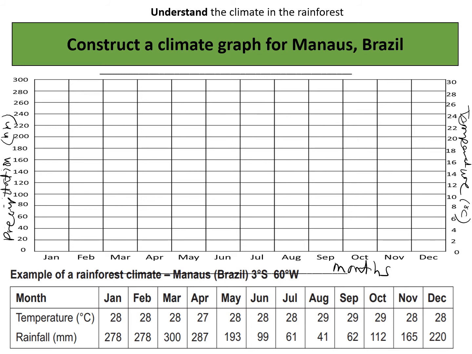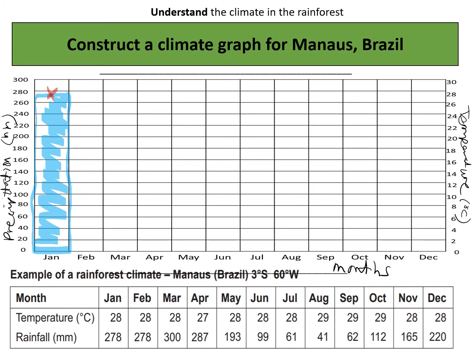So let's start to plot our information. So we're going to start with January, and it says that the rainfall was 278 millimetres. So we're just beneath the 280 line, roughly here. I'll use a blue colour. And then we shade in all of this bar, like that. And then the temperature for that month is 28 degrees. So then we need to look at the other axis, and we go across and plot it there.